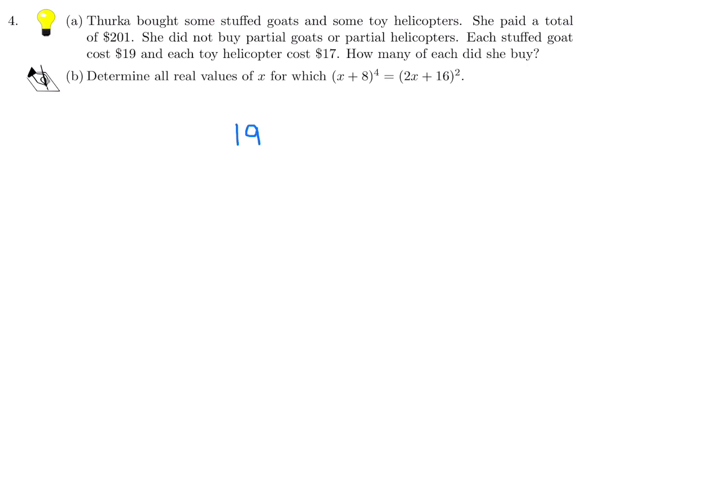So $19 times G for goats plus $17 times H for helicopters is equal to 201. So we just have to figure out integer solutions to this equation. That's basically what we're being asked. So we can make a little table of G and H and start plugging in values and see what we get.